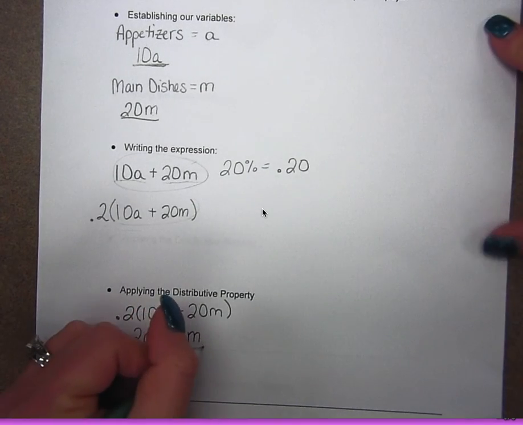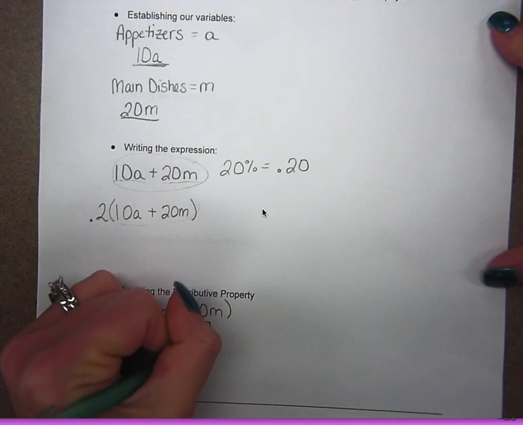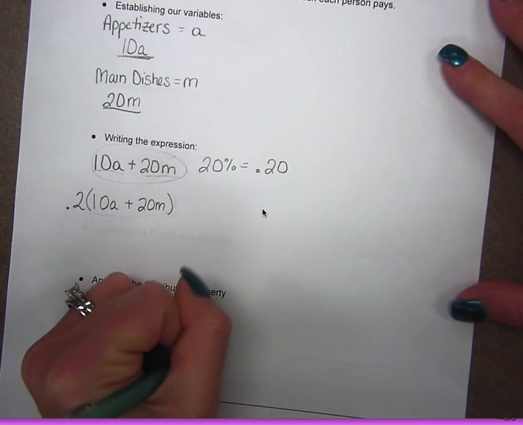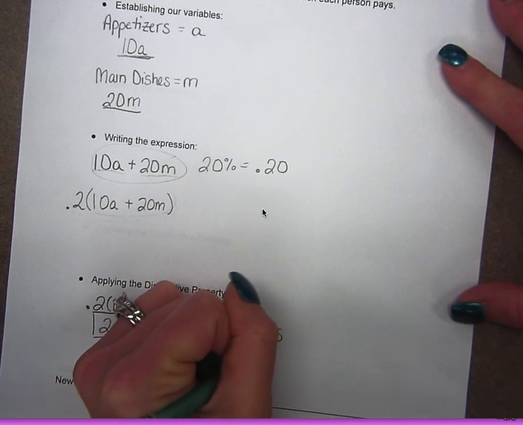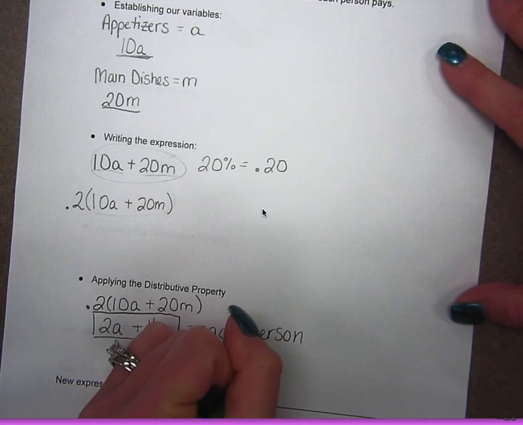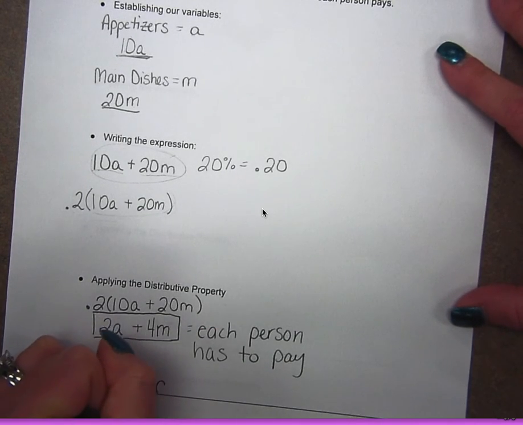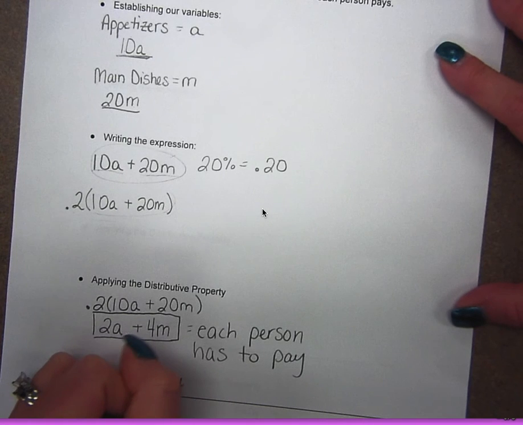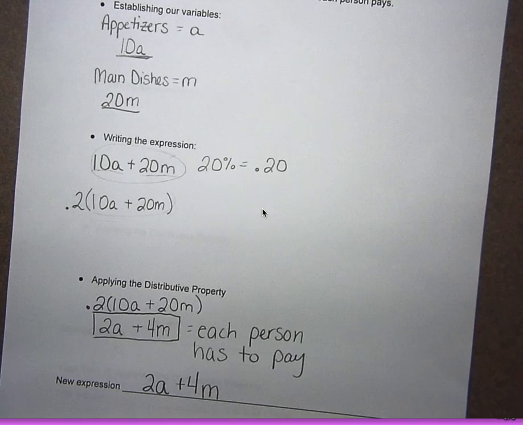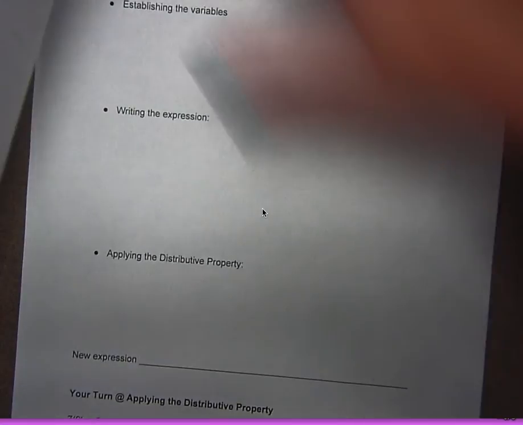So this is our rewritten expression for what each person has to pay. And we will rewrite that down here. $2 per appetizer plus $4 per meal. Now let's try this again with another question.